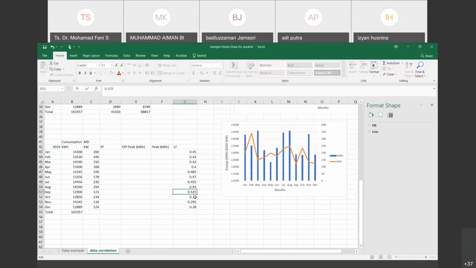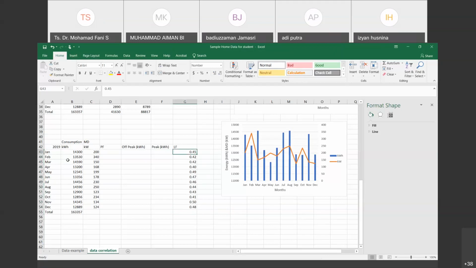This one is the simulation value for your understanding on how to produce the graph from the data that we get from the bill of electricity during the energy audit process for the desktop data collection.